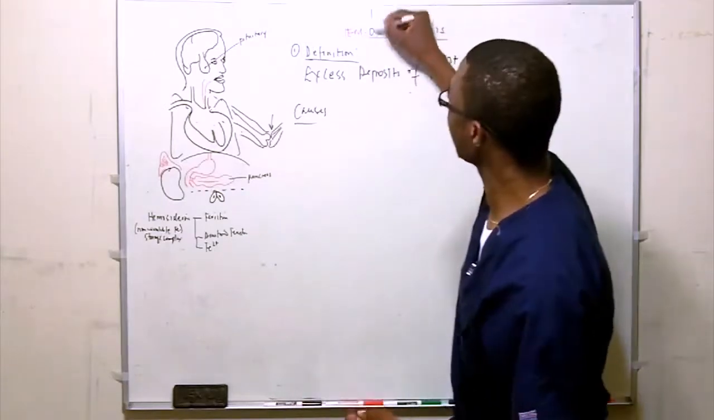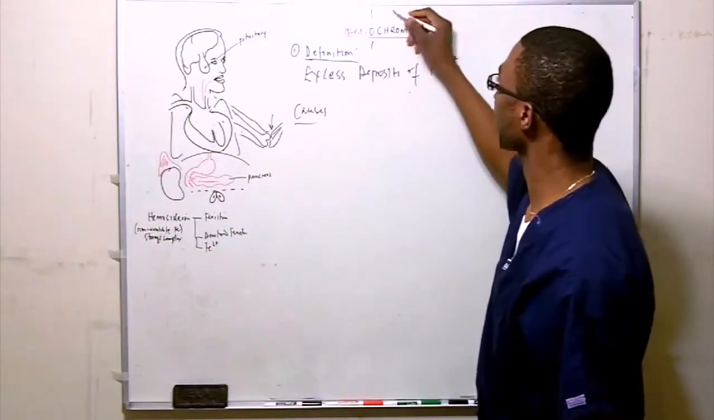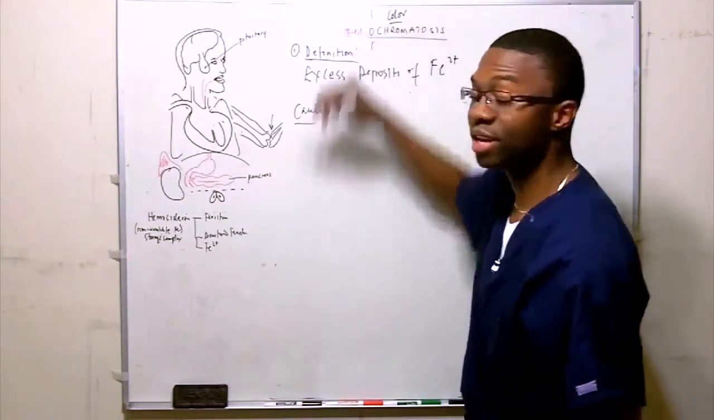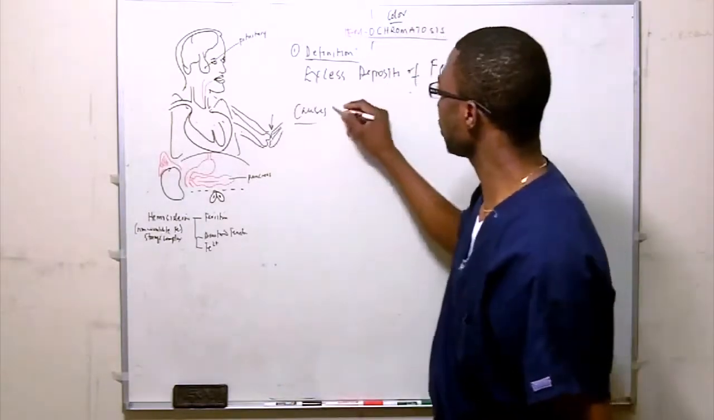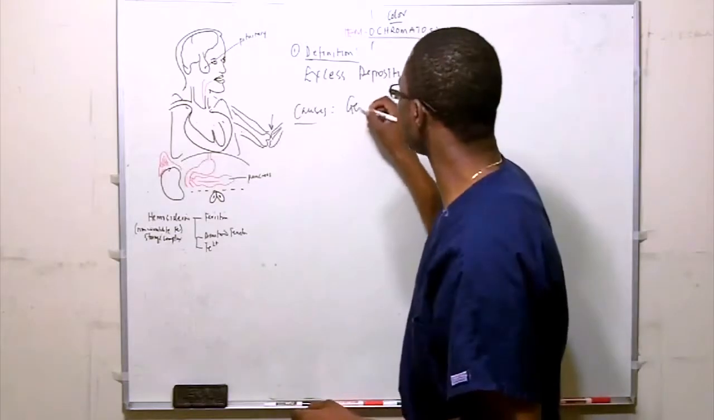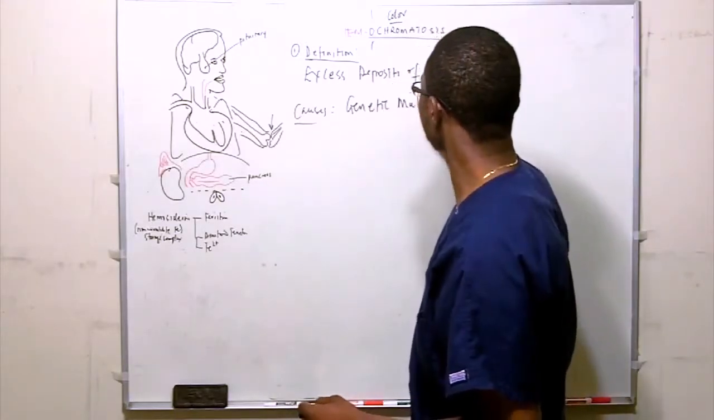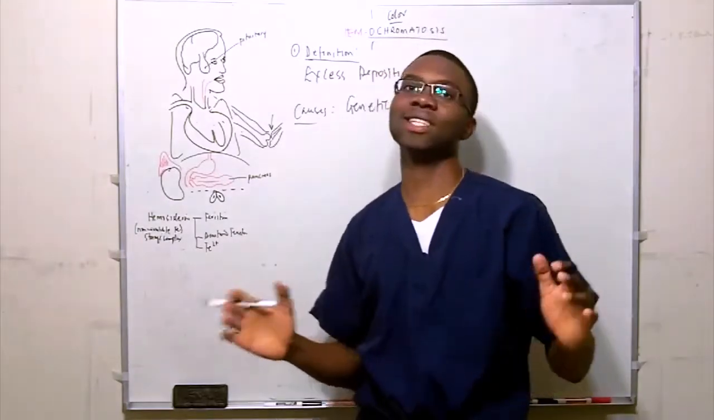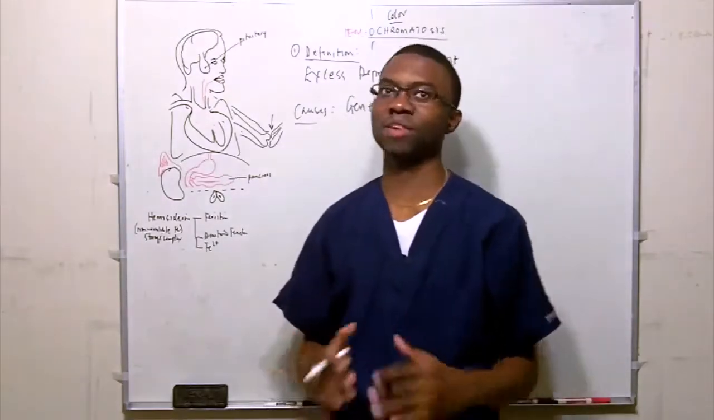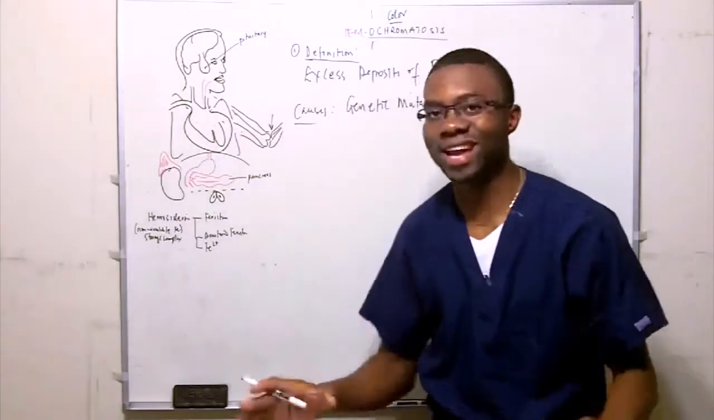So breaking down the word before we go again, chrom means color. So hem from hemoglobin, iron deposition, excess amount of iron. So what really causes this? It's a genetic mutation. This is one of the super high yield, 99.99 percentile information. If anybody ever tests you, this is insane.